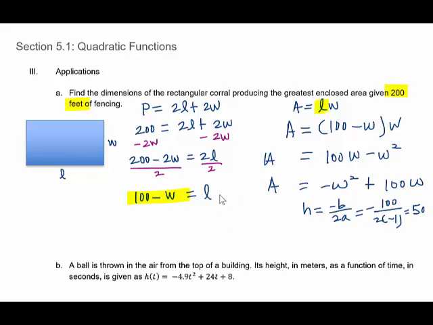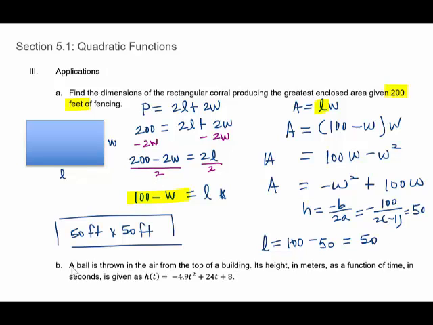And to find it, we're going to go back to our formula that we made earlier, which is for the length in terms of the width. And so L equals 100 minus W, in this case 100 minus 50, or 50. So the dimensions of this given corral should be 50 by 50 in order to maximize the area.